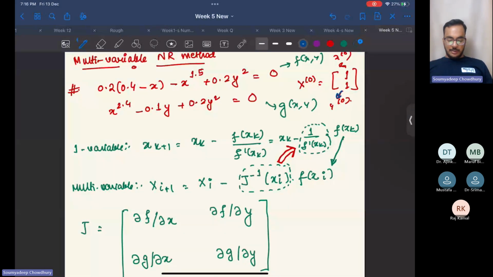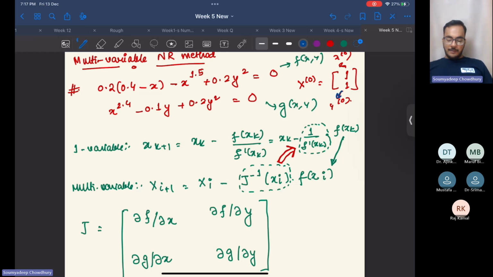So just try to understand, in single variable, we basically obtained x_{k+1} equals x_k minus f(x_k) by f'(x_k). If we reframe this equation, it is basically x_k minus 1 by f'(x_k) into f of x_k. So what will happen in a multivariable equation? It will be basically x_{i+1} equals x_i minus.